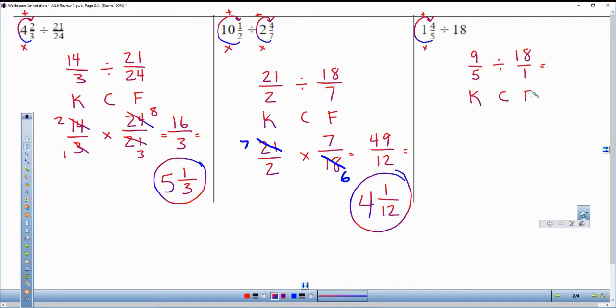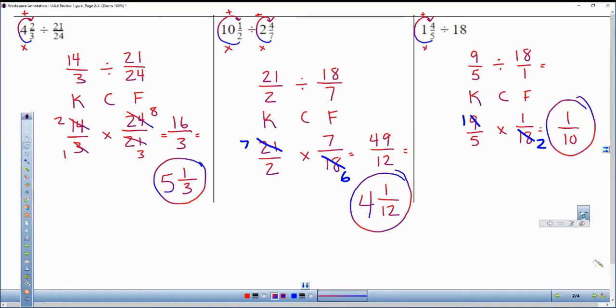Or actually, we can keep, change, flip. I take that back. Keeping the first one, changing the division to multiplication, and then flipping that fraction. Can we simplify? I believe we can. The 9 and the 18. We can divide them both by 9. 9 divided by 9 is 1. 18 divided by 9 is 2. And so what happens is you get 1 times 1 is 1, 5 times 2 is 10. 1/10. What a problem.